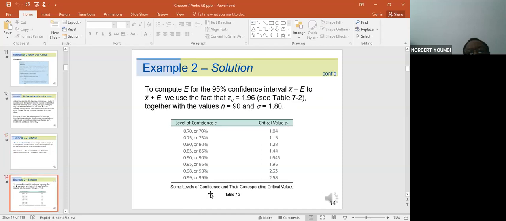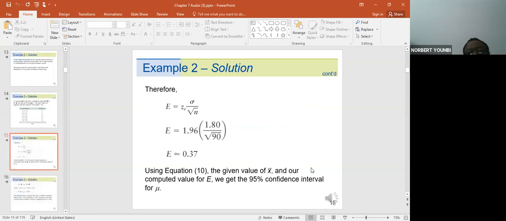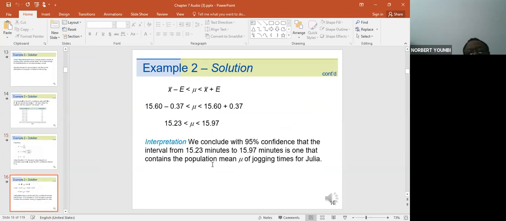For a 95% confidence interval, ZC is 1.96. So we are going to use it to compute the margin of error. 1.96 times sigma, which is 1.8 divided by the square root of 90. We have E equals 0.37. So the confidence interval for the mean is 15.6 minus 0.37, 15.6 plus 0.37. So the actual average time for Julia is between 15.23 and 15.97.